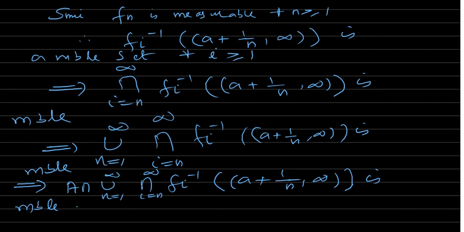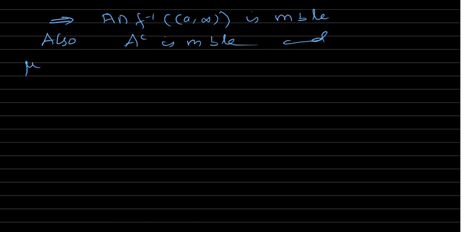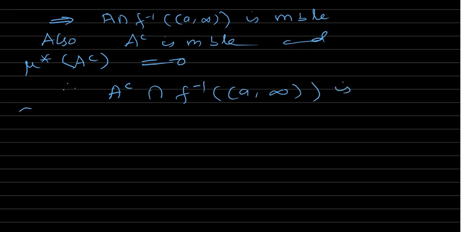So you can write here, this implies A intersection f inverse (a, infinity) is measurable. Also this A complement is measurable, and its measure is zero. So therefore A complement intersection f inverse (a, infinity) is a null set, because A complement is a null set, and hence measurable.